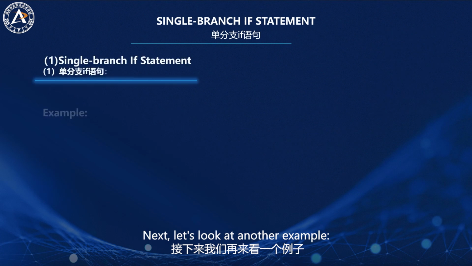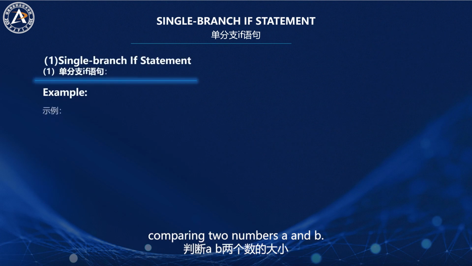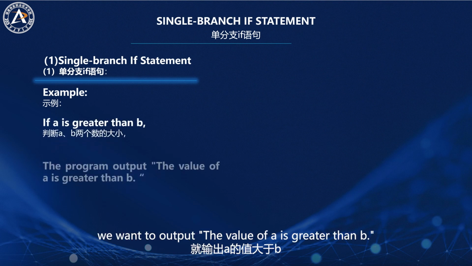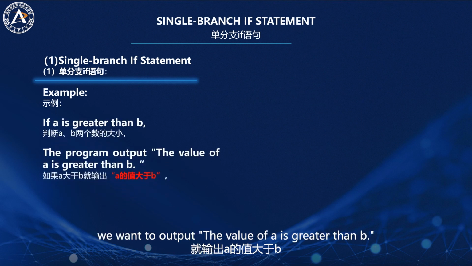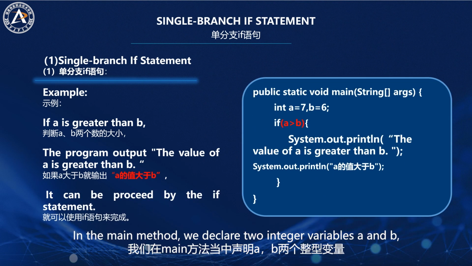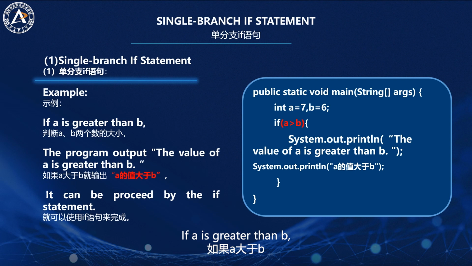Let's look at another example. Comparing two numbers A and B. If A is greater than B, we want to output the value of A is greater than B. We can achieve this using the if statement. In the main method, we declare two integer variables A and B and assign values to them. If A is greater than B, we output A's value is greater than B.